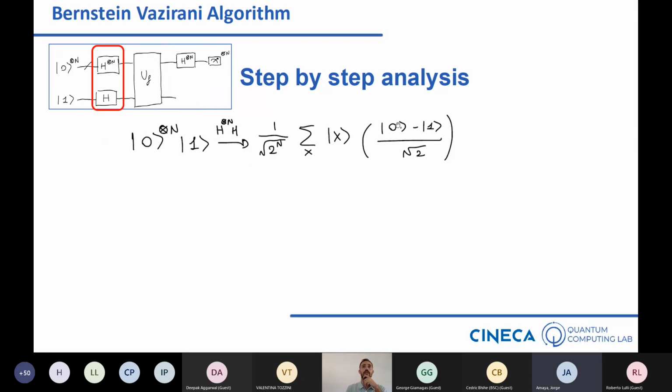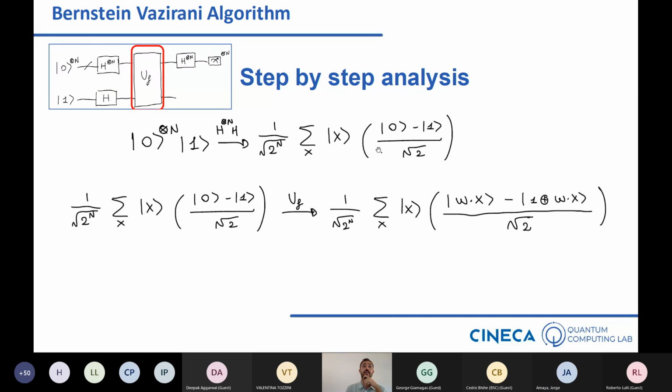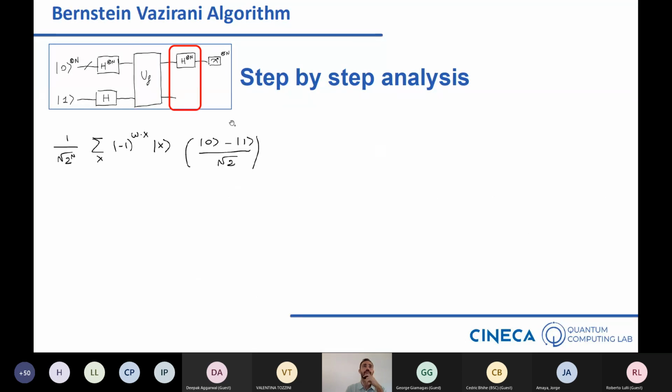Yes, this is the one here, the Hadamard. But then this state was also subjected to U of f, and by chance happened to have again the same state after the U of f, but in general that may not be true.